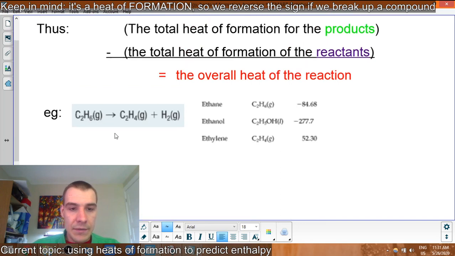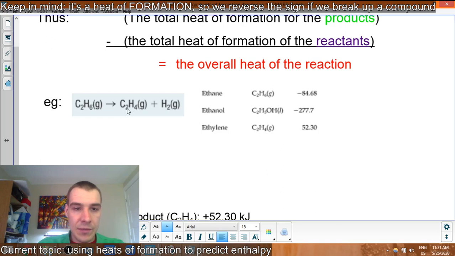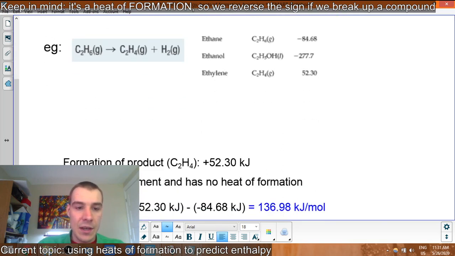So here we go. Here's C2H6 plus C2H4 to H2 gas. We want the delta H of this reaction.